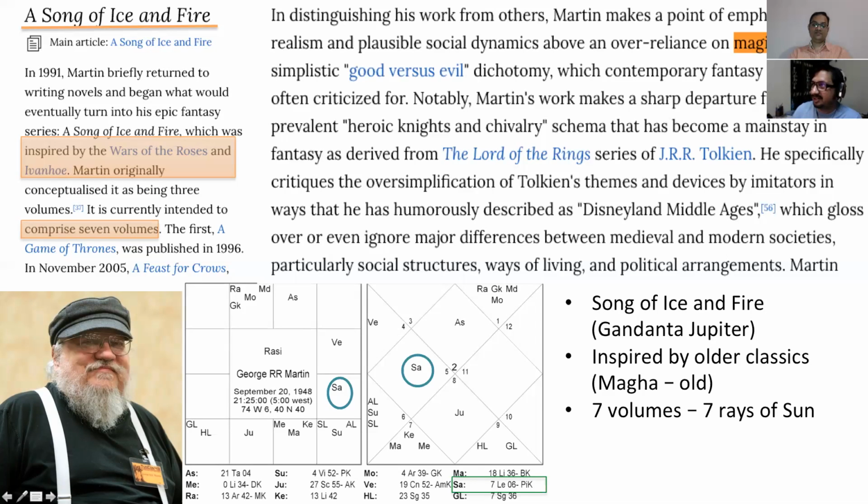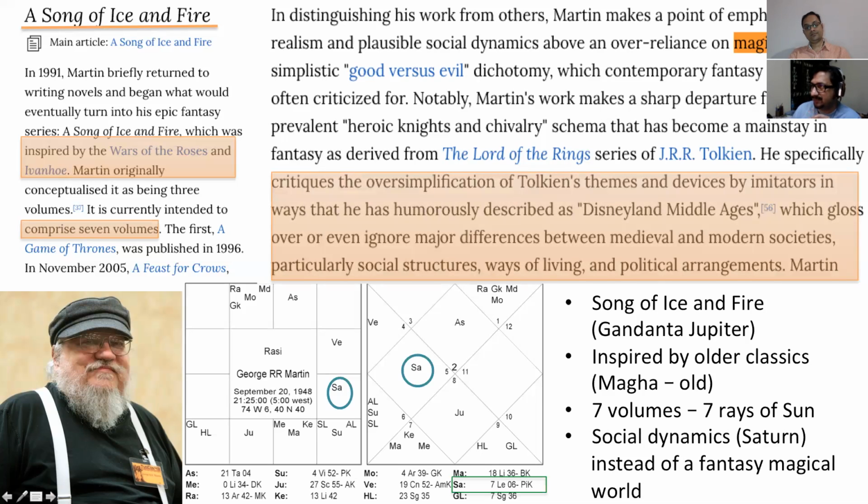Now the next interesting point is what George R. R. Martin said about how Lord of the Rings didn't really have a very detailed or real plot line. He critiqued the oversimplification of Tolkien's themes and devices by imitators, which he has humorously described as Disneyland Middle Ages. Why? Because there are major differences between medieval and modern societies, particularly social structures, ways of living, political arrangements. These have intricate details, and you can't put them into a good versus evil dichotomy. That's what he was saying.